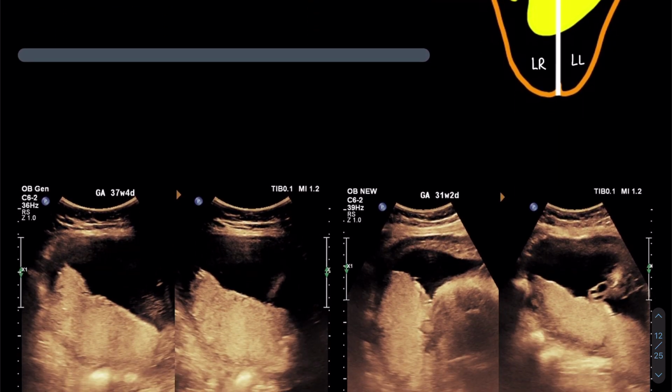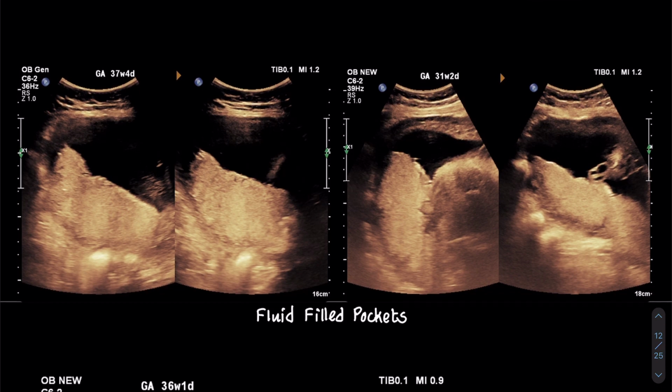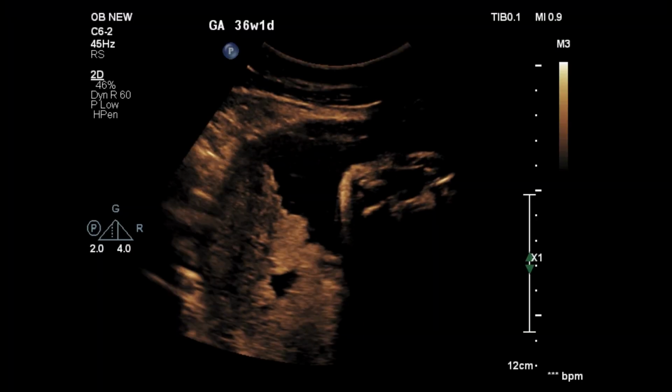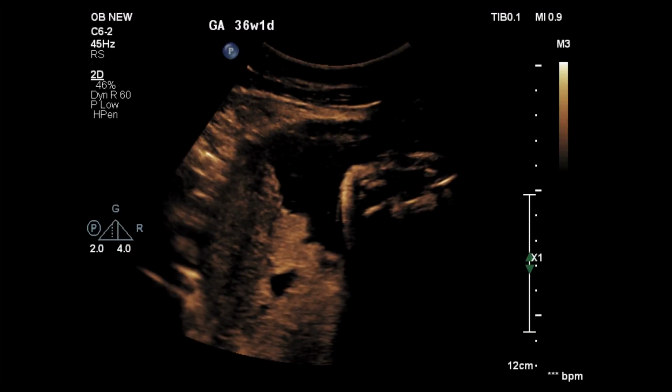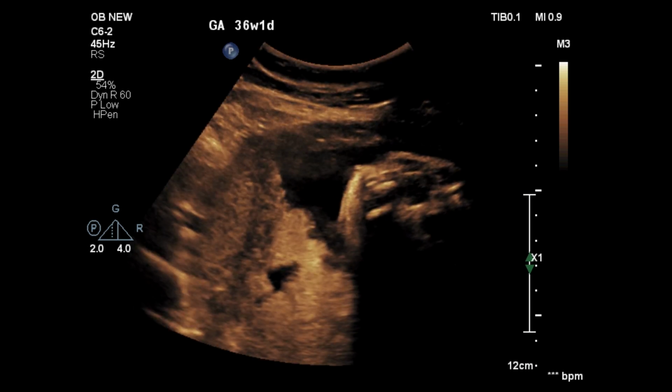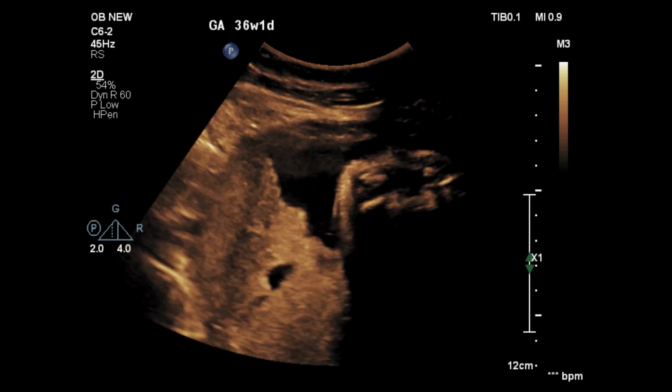Here I have shown you some fluid-filled pockets from different quadrants. Let's see a pocket in real time, and then we will see the measurement technique. Here you can see a fluid-filled pocket. Placenta is seen posteriorly. Fetal part is seen medially. Now let's check how to measure it.